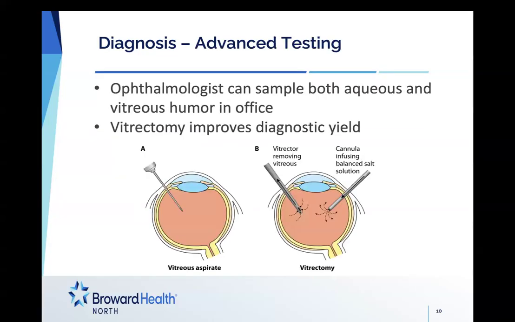So if the patient presents to an ophthalmologist's office, this can be done in office. What the ophthalmologist will do is take a sample of the aqueous and vitreous humor. There are two means by which they can do that. If you take a look at image A, you can just use a small needle to aspirate some of that fluid from the vitreous humor or the aqueous humor. And then B is a little bit more invasive, and that involves this tool called a vitrector, and that's going to remove the vitreous humor, and it makes cuts really quickly.